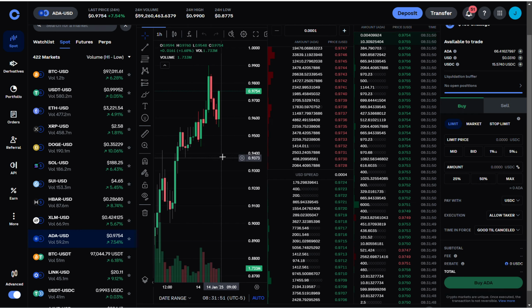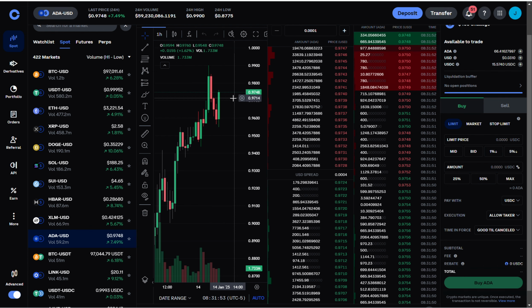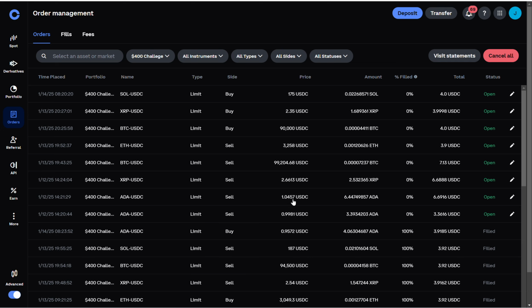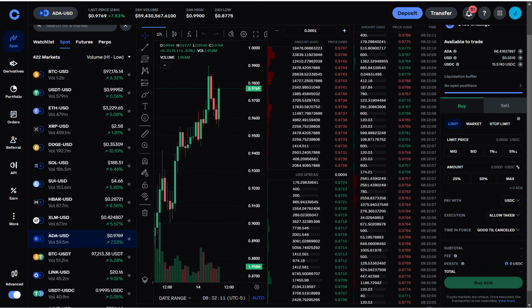What's going on with Mr. Cardano? Look at that. Mr. Cardano has spiked, which means our sell order for Cardano would have been executed. Let's double check. And we've got our $4 back out of Cardano. That's simple. We've got our $3.91. So now let's go back into Cardano and do what I did with the other ones.